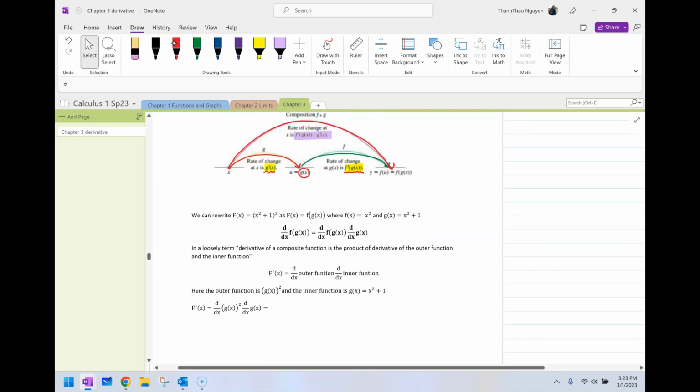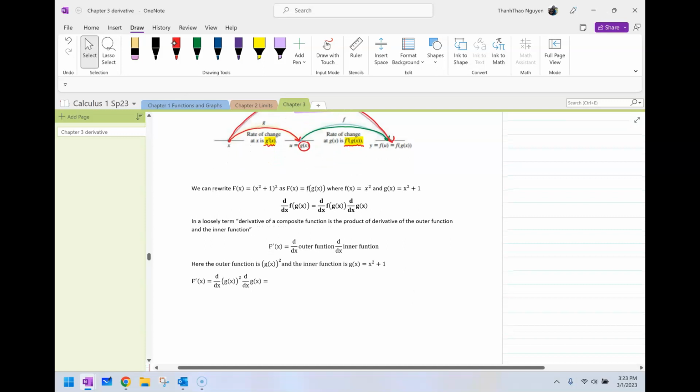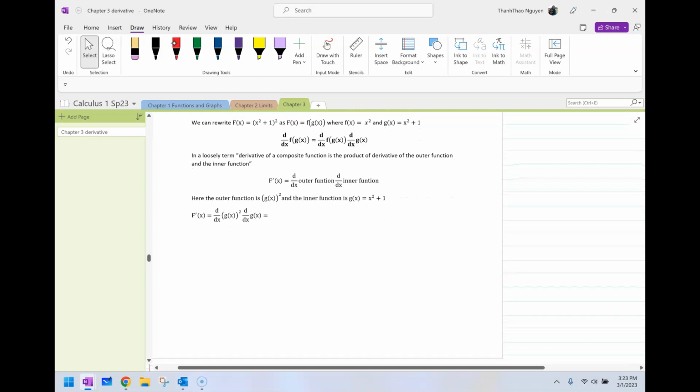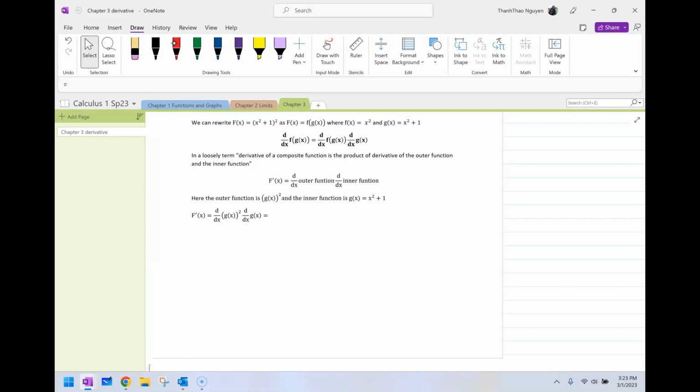Let's go back to the problem that we had earlier. F of x equal to x squared plus 1, squared, as F of x equal f of g of x. Here f of x equal x squared and g of x equal to x squared plus 1. Think about the derivative of the composite function as you take the derivative of the outer function, multiply with the derivative of the inner function. So here, the outer function is g of x squared, and the inner function is g of x equal x squared plus 1.